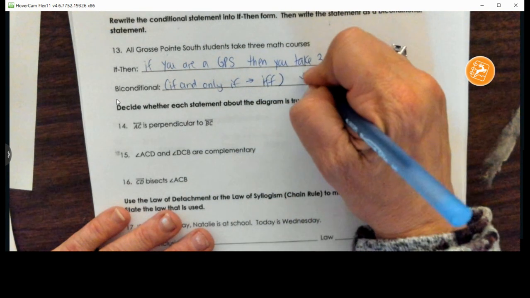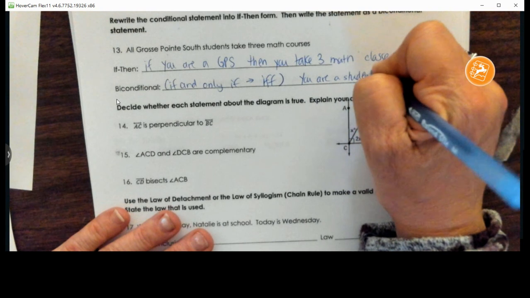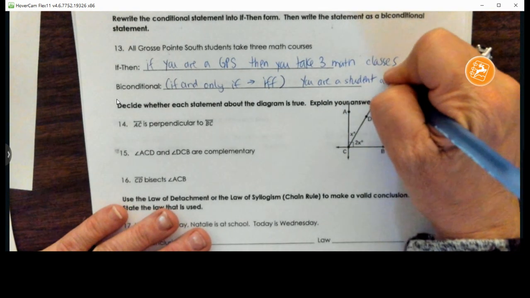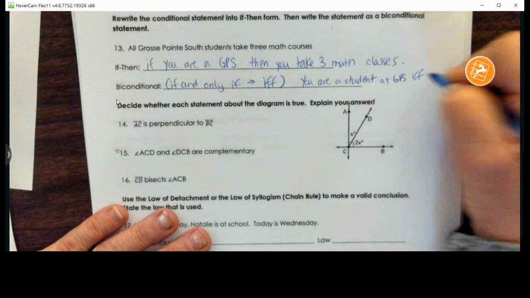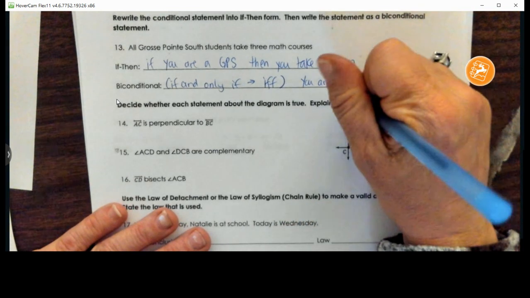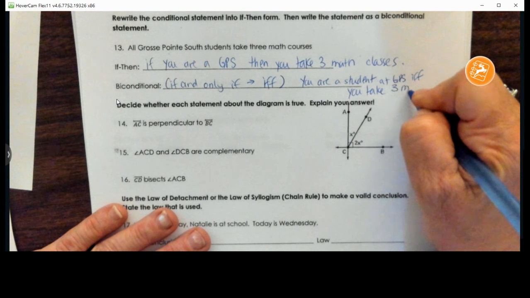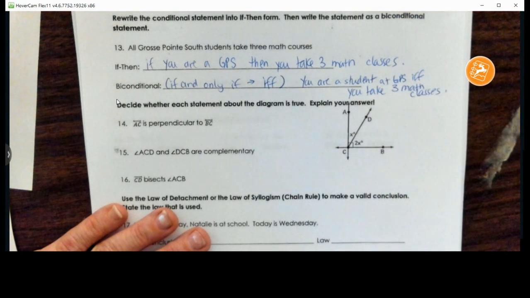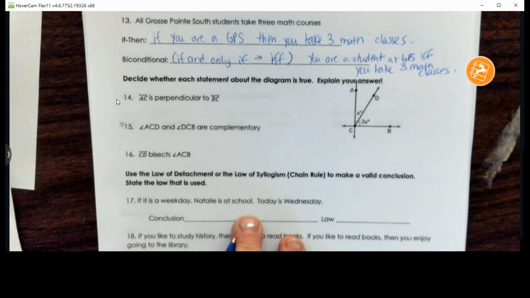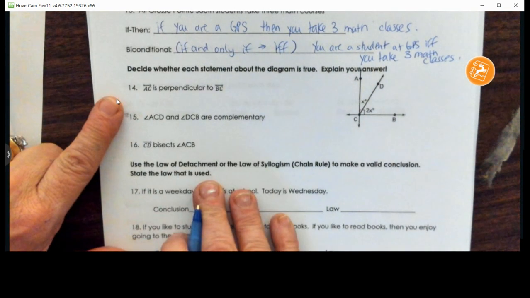The biconditional statement would be: you are a student at Grosse Pointe South if and only if you take 3 math classes. Okay. Now we want AC perpendicular to, let's look at 14, 15, and 16.